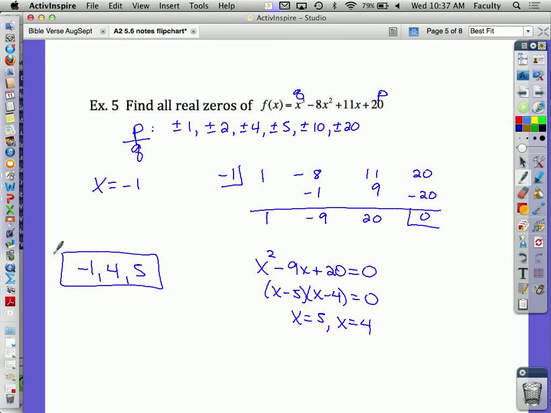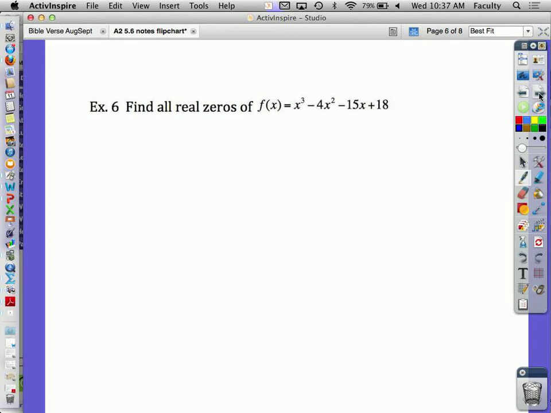So let me go over this again, what we did. It said find all the real zeros. Those are the x-intercepts. So we did the rational zero theorem to come up with one of them, divided to make it an x squared, and factored the quadratic to get the other 2. Does that make sense, what we did? All right, we're going to do another one.